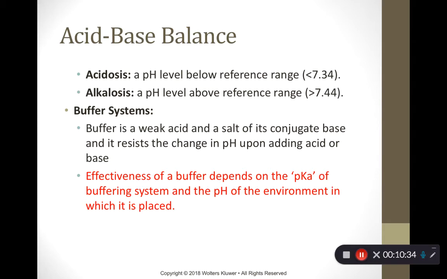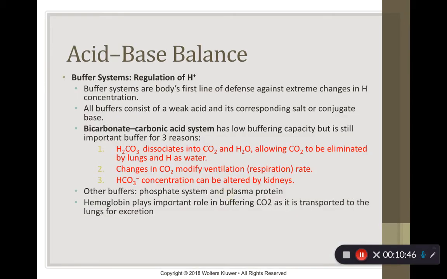The buffer systems regulate hydrogen ions. The lungs and the buffer systems are the body's first line of defense against extreme changes in hydrogen concentration. So basically, all buffers consist of a weak acid and its corresponding salt or conjugate base, right? There is one important buffer in the body, which is called the bicarbonate carbonic acid system. This has a low buffering capacity, but it is still a very important buffer in the body for three particular reasons.